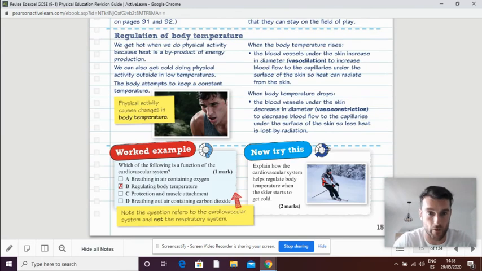Quick exam question if we've got time before my time runs out. Explain how the cardiovascular system helps regulate body temperature when the skier starts to get cold. Blood vessels close to the skin surface vasoconstrict to reduce the amount of warm blood going to the surface of the skin and heat being lost by radiation.